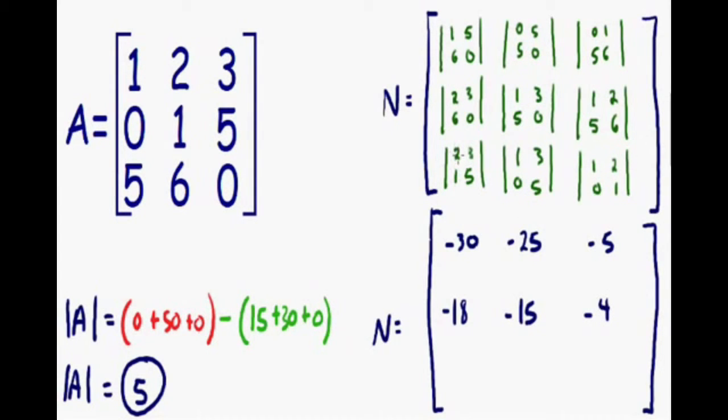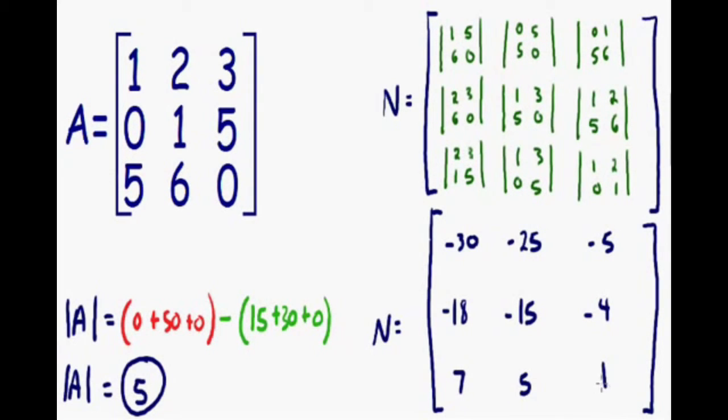Moving on to the bottom left matrix, we have 2 times 5, which is equal to 10, and we have 3 times 1, which is 3. 10 minus 3 is equal to positive 7. Moving on to the bottom middle matrix, we have 1 times 5, which is 5, 3 times 0, which is 0. 5 minus 0 is equal to positive 5. And moving on to the bottom right, we have 1 times 1, which is equal to 1, and 2 times 0, which is equal to 0. 1 minus 0 is equal to positive 1.